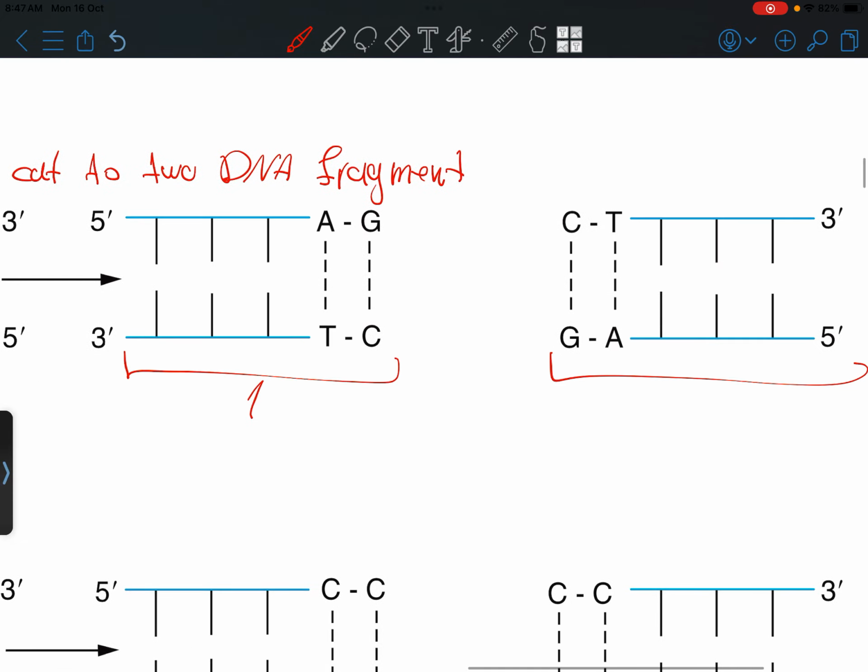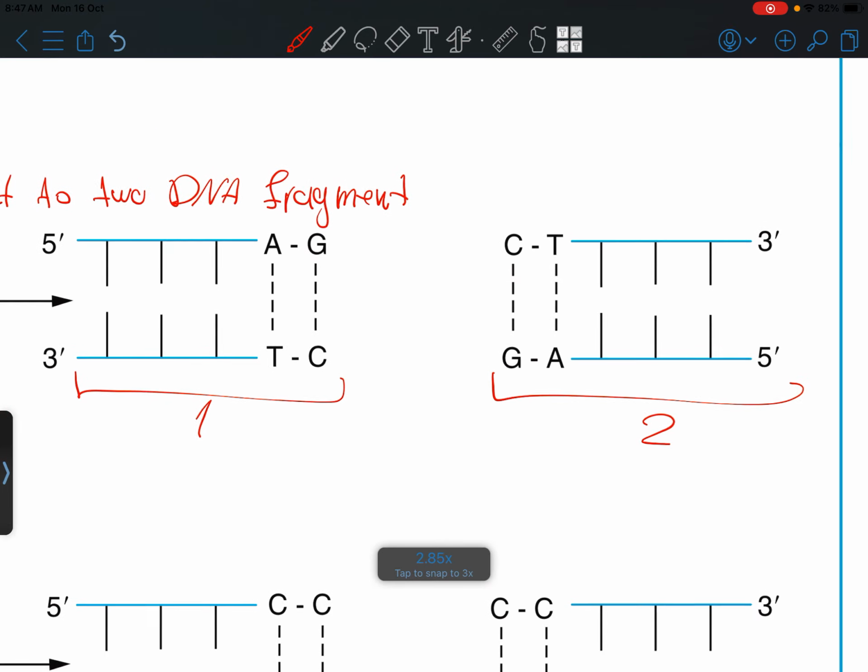Now, fragment 1 has two ends. This end is what? Blunt. This end, blunt. This end, blunt. This end, blunt. Okay? Here, the two fragments generated after cutting with this restriction enzyme, for example, this fragment has a blunt end, sticky end, blunt end.